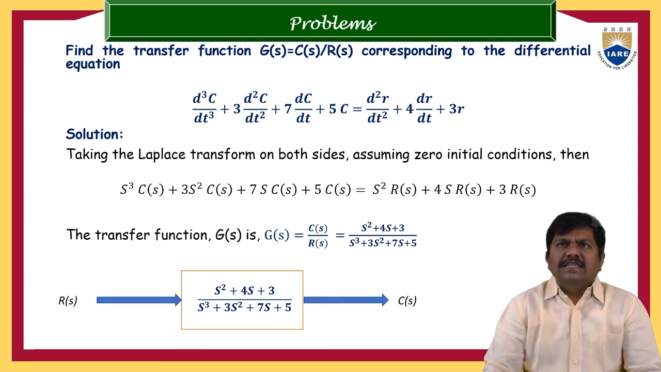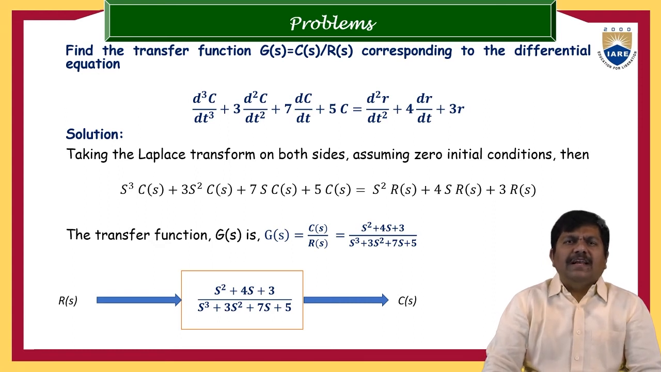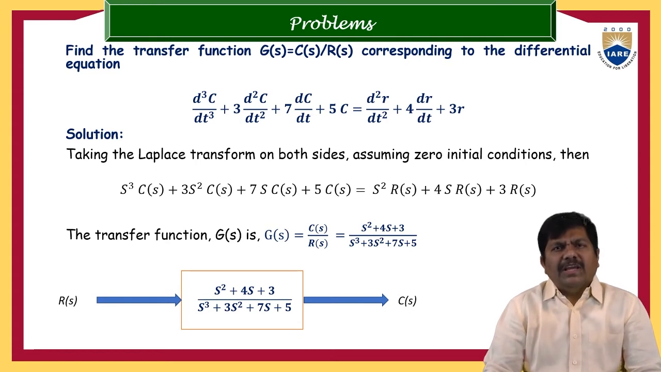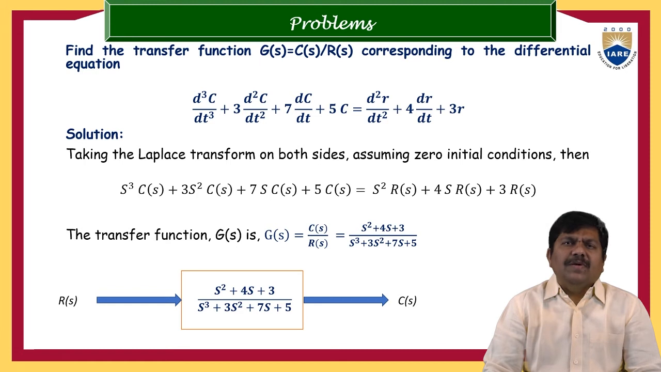Find the transfer function G of S equal to C of S by R of S. Straight away in the data itself they have clearly mentioned it. So transfer function is nothing but G of S equal to C of S to R of S. Standardly, the transfer function can be represented as G of S. Sometimes we can write T of S, where T is the transfer function in S domain, or sometimes people will simply say C of S by R of S. It is immaterial with which letter or form they have represented the transfer function, but the transfer function ultimately means the ratio between C of S and R of S corresponding to the differential equation.